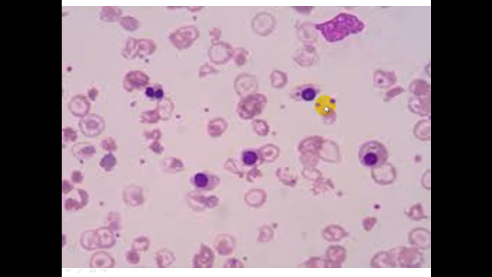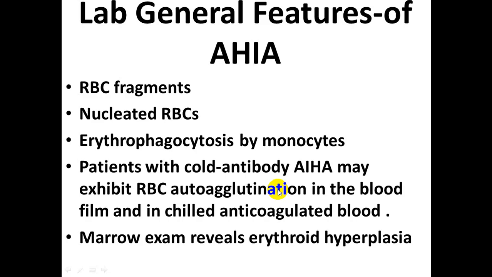These are nucleated red blood cells. Nucleated red blood cells are present in the bone marrow, not in the peripheral blood. In the late normoblast, this nucleus will be removed, transformed to reticulocytes, which will be eliminated from the bone marrow to the circulation. So red blood cell fragments and nucleated red blood cells might be present in the peripheral blood.